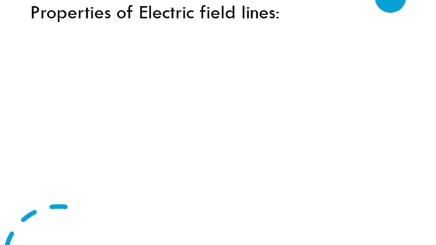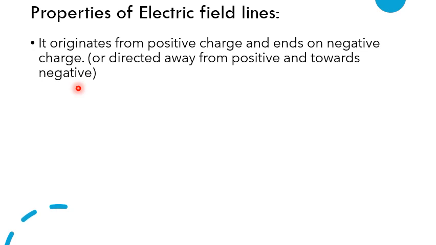Next, we are discussing the properties of electric field lines. Electric field lines originate from a positive charge and end on a negative charge, or in other words, they are directed away from a positive charge and directed towards a negative charge.